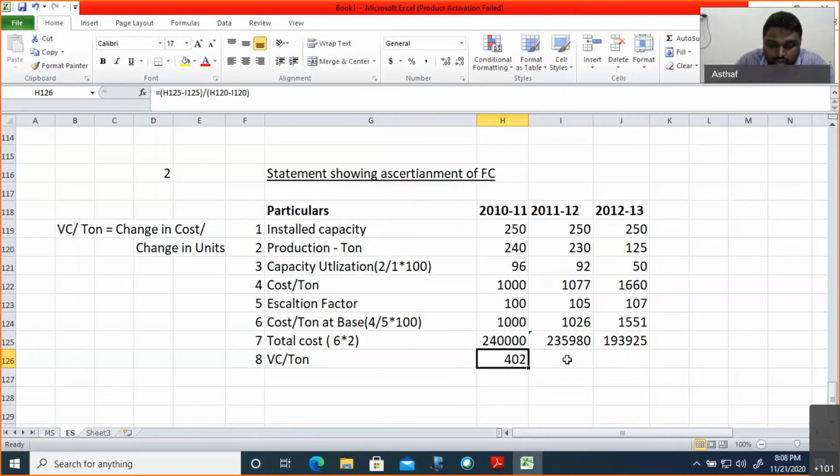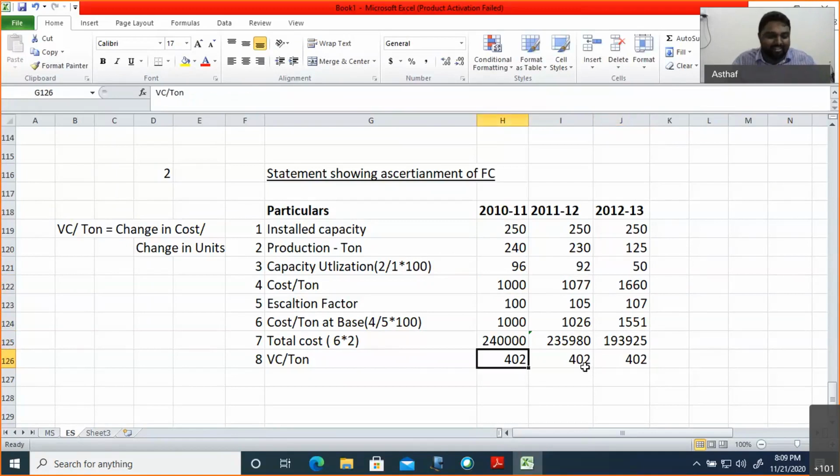My dear friends, you can look at each case, you will get 402 only, because we know variable cost per ton will always be the same. You can take any level. You can take this difference also, or this difference also. You will get close to 402 only, because of round off a small change will come. So your variable cost per ton is this simple.